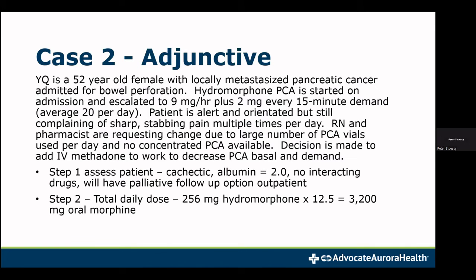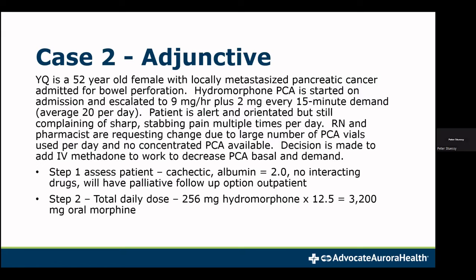All right, next one is an adjunctive. So we have a 52-year-old female, locally metastasized pancreatic cancer, admitted for bowel perf. They titrated all the way up to hydromorphone at 9 milligrams an hour, plus a 2 milligram every 15 demand, with about 20 demands per day. So really high dosing over a pretty long period of time in this patient as an inpatient stay.